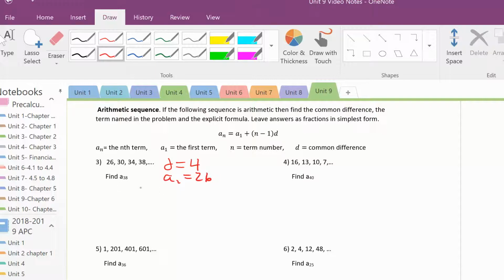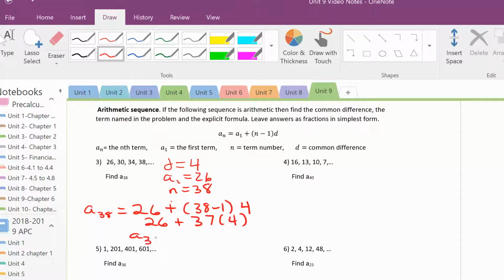We are trying to find the 38th term, so n is 38. So the 38th term is equal to the first term plus 38 minus 1 times the difference, which is 4. So 26 plus 37 times 4. And that gives you 174. That means the 38th term of that sequence is 174.